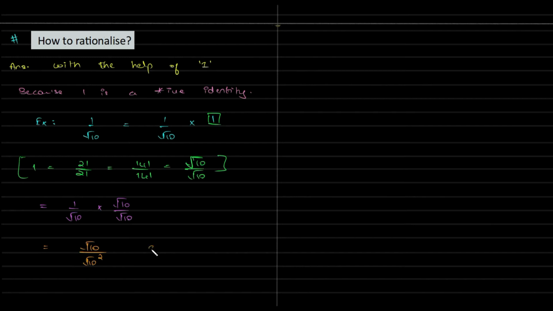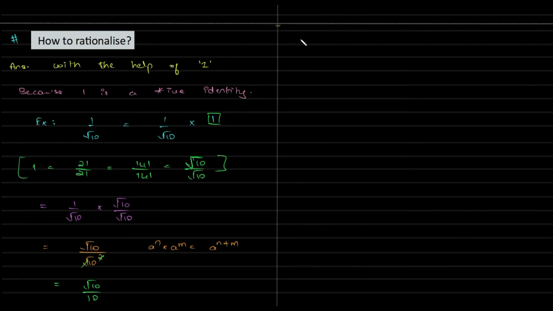How is that? a to the power of n into a to the power of m is a to the power of n plus m, with this logic. So root 10 square will get cancelled and we have root of 10 by 10. This is the logic. So I was able to get an expression which is equivalent without the denominator having the root.